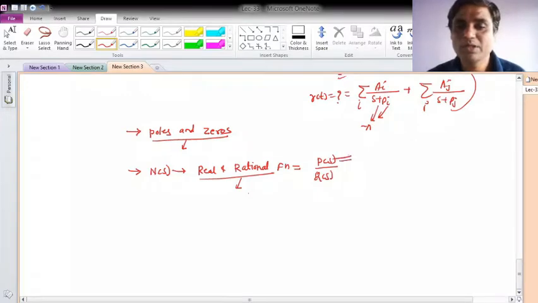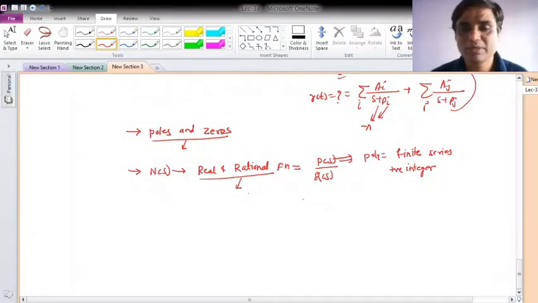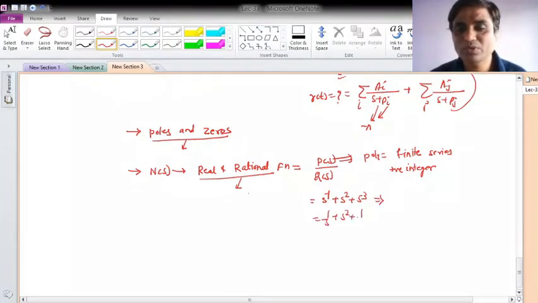And what is a polynomial? A polynomial is a finite series where the power of the variable has to be a positive integer. For example, if my equation is s raised to minus 1 plus s raised to 2 plus s raised to minus 3, this is not basically a polynomial. But if I write 1 over s square plus 1 over s cube, then I get a polynomial in the numerator and a polynomial in the denominator, because the power of s should not be negative; it must be positive.